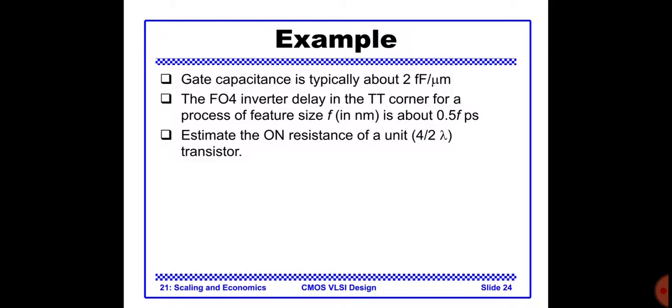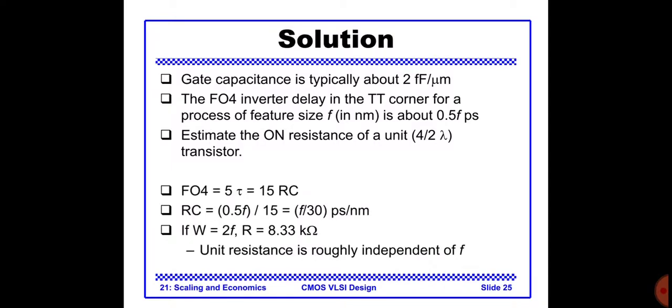For example, the gate capacitance is typically about 2 fF per micrometer. The FO4 inverter delay in the TT corner for a process of feature size f is about 0.5f ps. Estimate the effective resistance of a unit 4 divided by 2 lambda transistor. The solution: the gate capacitance is typically about 2 fF per micrometer, and the FO4 inverter delay in the TT corner for a process of feature size f is about 0.5f ps.